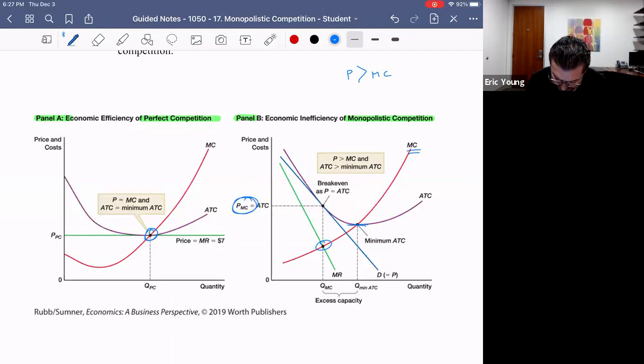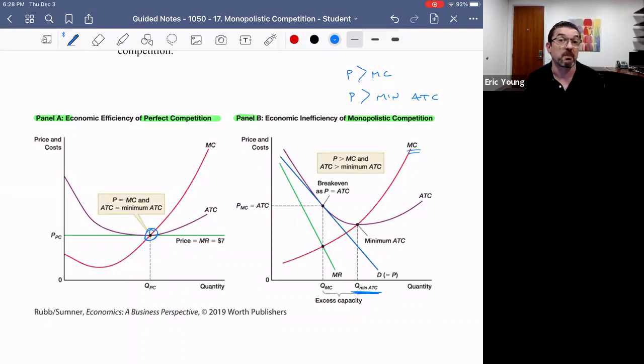Well, minimum ATC is right there. The price is right there. So we also see that price is greater than minimum ATC. Another condition violated, 0 for 2. And in fact, if you wanted to take it a step further, let's clean this a little bit, we can see that the minimum ATC quantity is right here.